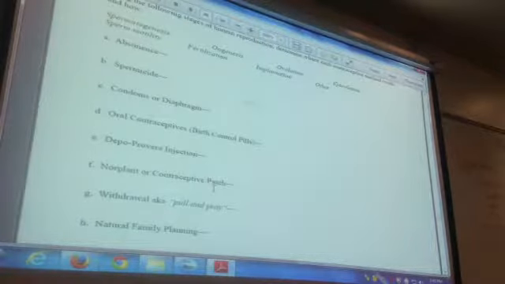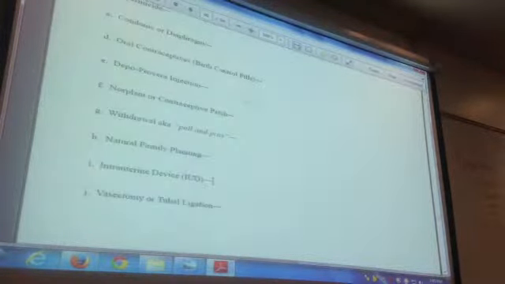Okay, pull and pray. We all know how that does not work very well, right? It's not a good plan. Okay, natural family planning. What do they do? Don't have sex around ovulation, or have sex around ovulation if you want a baby. So you're trying to time ovulation, trying to figure out when the egg is.